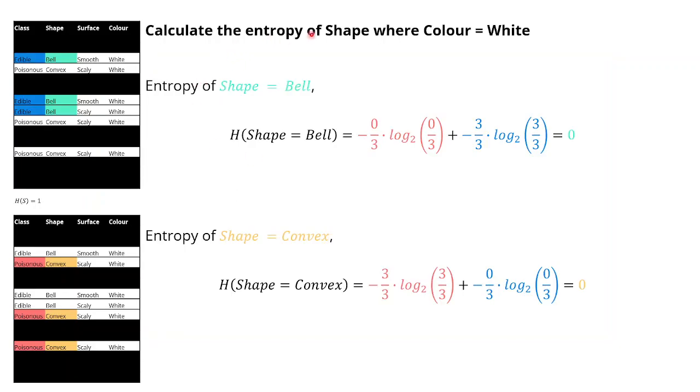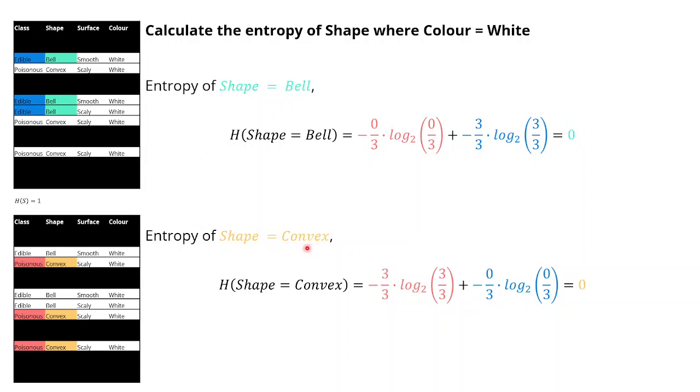Okay, first of all, entropy sa shape where color is white. And then, shape is bell. Okay, akong gi-highlight dire ang shape kay bell. So pila kabok ang poisonous dire if bell shape? Diba wala? So 0 over 3. Pila kabok ang edible if bell shape? We have 3 over 3. Therefore, ang entropy is 0.